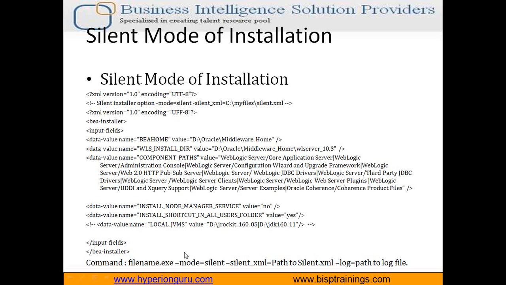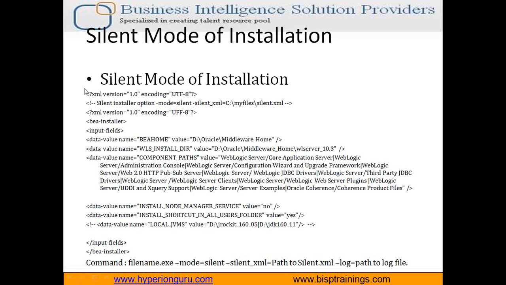So that is done, and you can install the shortcuts for all users. These kinds of things are also provided in the silent.xml. And if you want to install a local JVM, I mean if you want to take some kind of local JVMs, then you can take it from here itself. There are different parameters you can specify over there. There is a list of parameters. I'll share it with you as well.